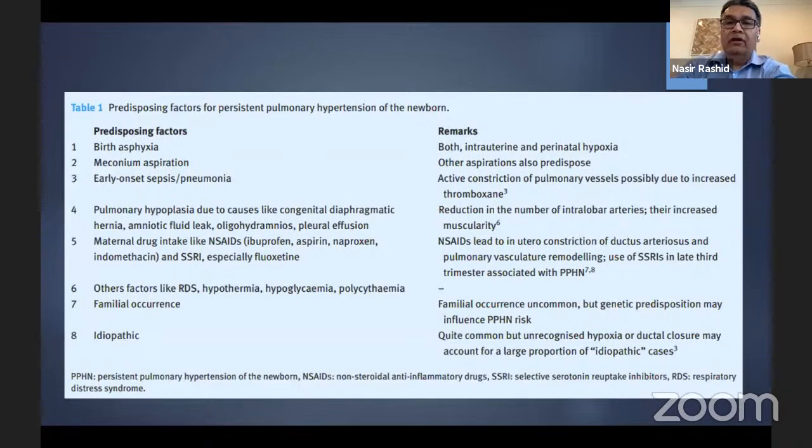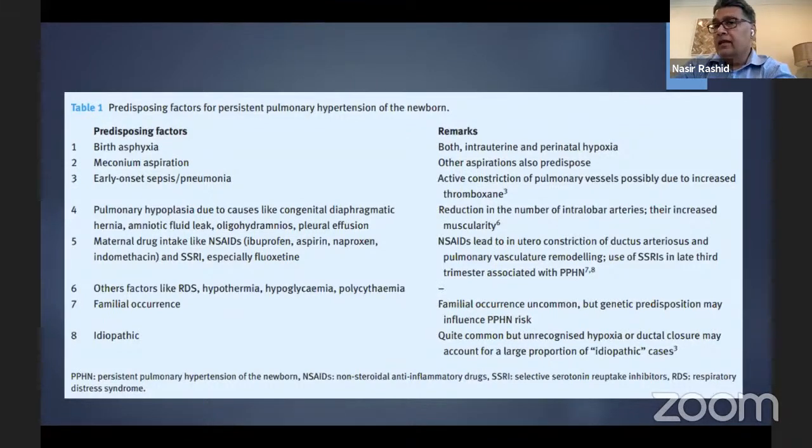Pulmonary hypoplasia because of conditions like diaphragmatic hernia or chronic amniotic fluid leakage associated with prolonged or premature rupture of membranes. And pleural effusion can also lead to pulmonary hypertension. Ask the mother in the history about drugs like NSAIDs. And remember, in countries like India and Pakistan, moms take these medications over the counter. So make sure when you're taking the history, you ask these questions.